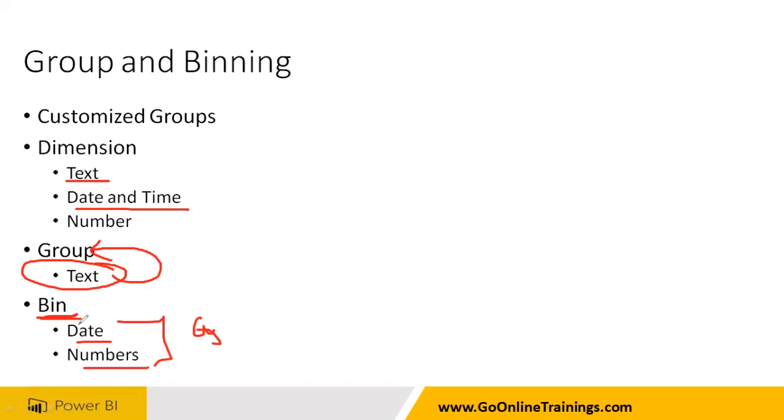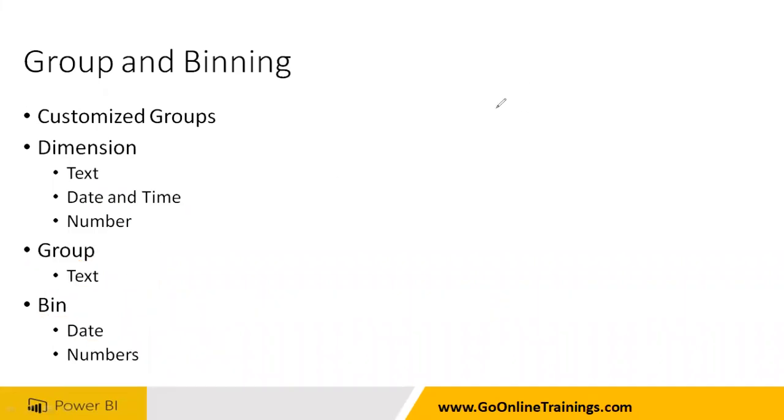Bin means what? Bin, dust bin. It is a dabba, or a box or some bowl, right? So bin in Telugu means totte, bowl. So if you want to use text and create a group, that will be called a group. But if you take a date or a number and want to create a customized group, that is what is called a bin. Clear? So what is a group? What is a bin? We are going to see now.